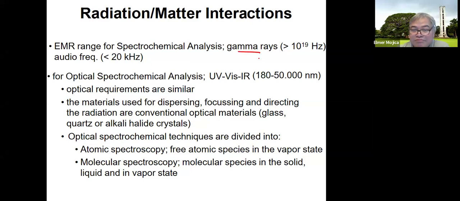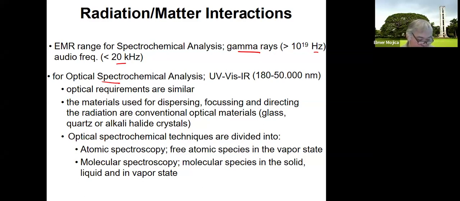If you look at the electromagnetic range for spectrochemical analysis, it can go from gamma rays, which have more than 10 to the 19 hertz, to the audio frequency, which is less than 20 kilohertz. But for optical spectrochemical analysis, the focus is the UV-Vis and the IR.